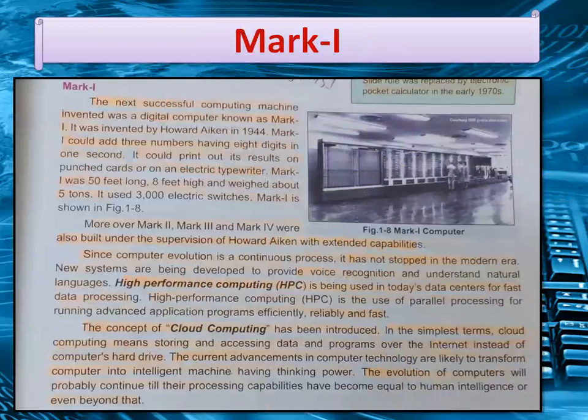The next is Mark I. The next successful computing machine invented was a digital computer known as Mark I. It was invented by Howard Aiken in 1944. Mark I could add three numbers having 8 digits in 1 second. It could print out its results on punched cards or on an electric typewriter. Mark I was 50 feet long, 8 feet high, and weighed about 5 tons. It used 3,000 electric switches.